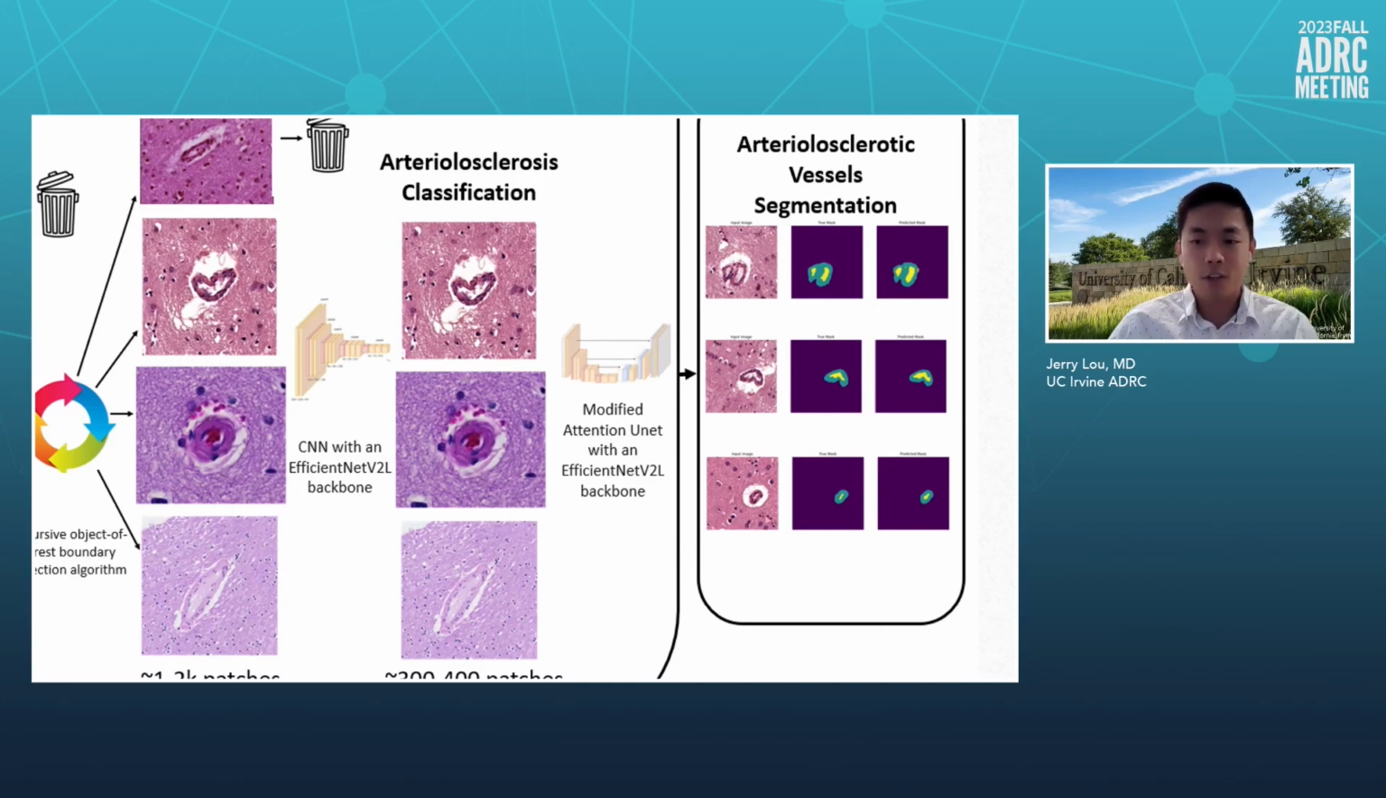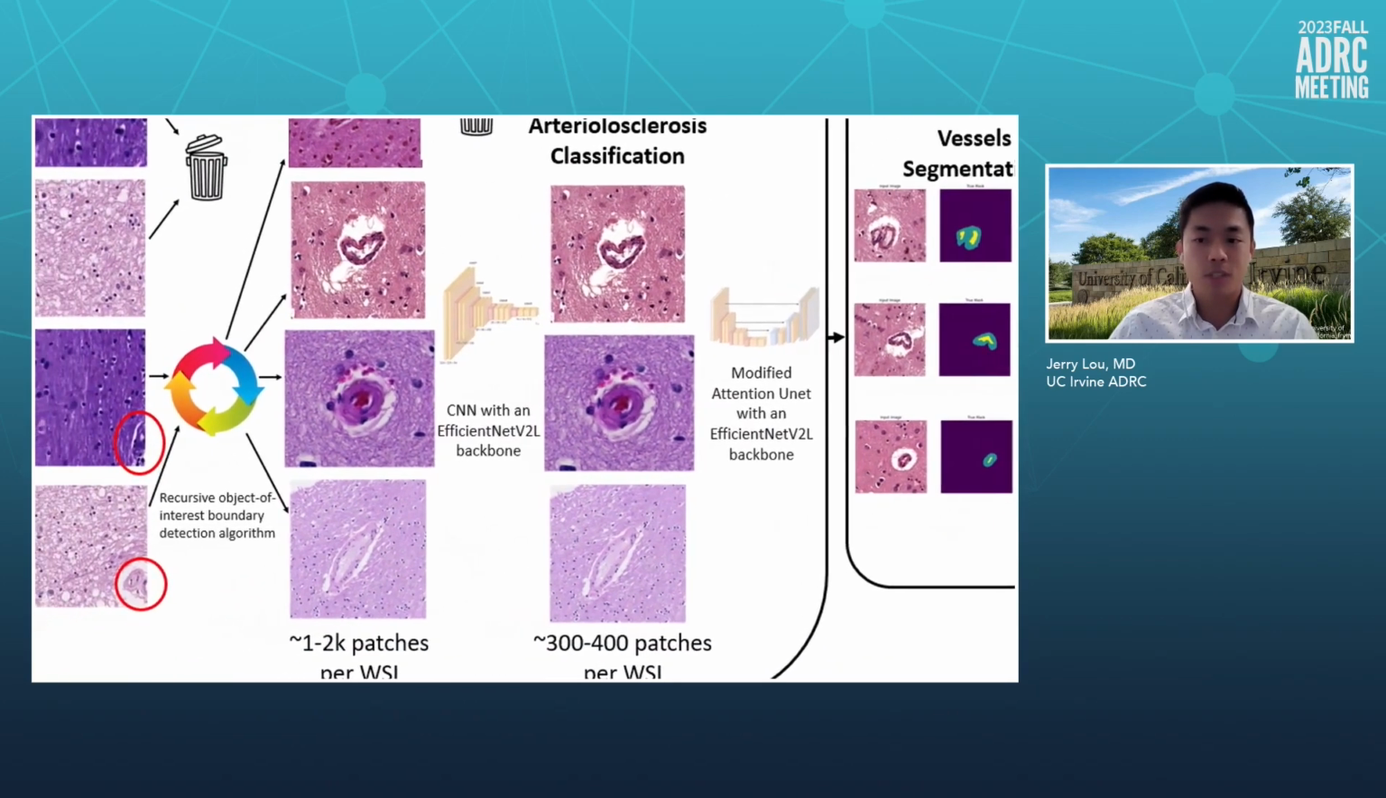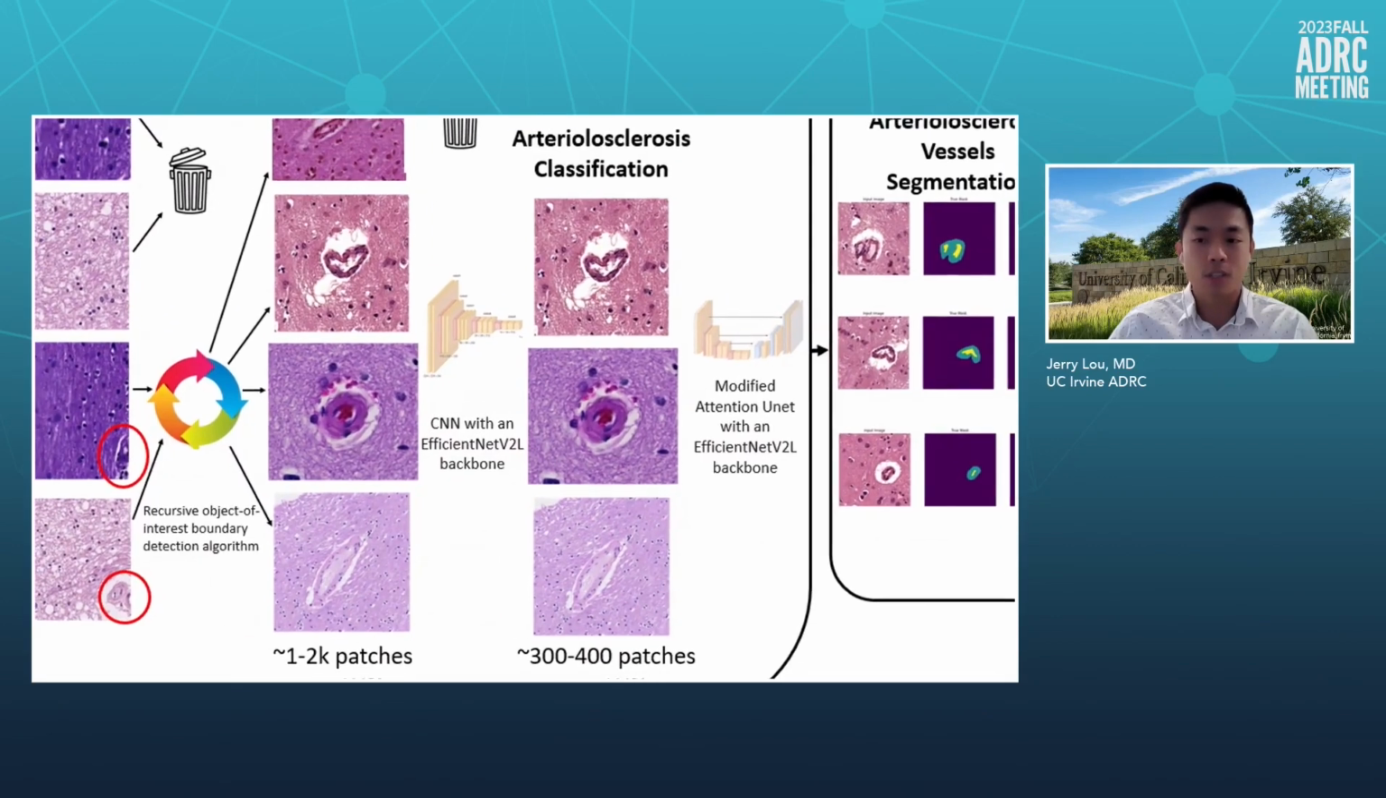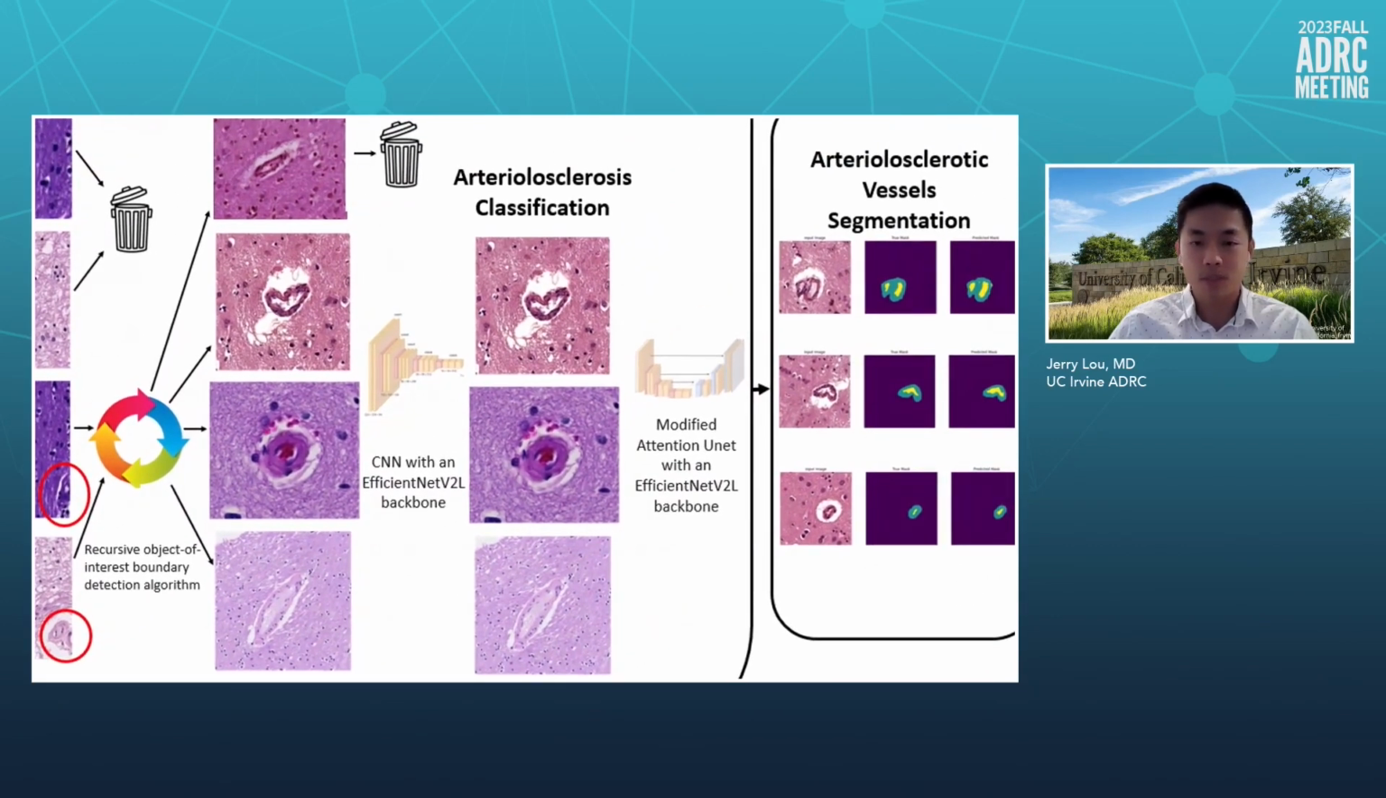And then along the way, we find that something that improves model performance is data augmentation, including geometric transformations and color transformations. And these are applied to all four models: blood vessels classification, arteriolosclerosis classification, and arteriolosclerotic vessels segmentation algorithms.